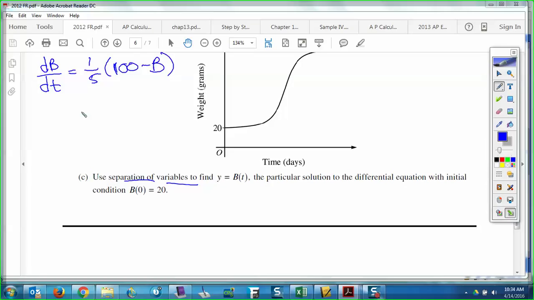We're going to move the dt over, obviously. What's going to stay on the right side? The 1/5. What's going to go over to this side? 1 over 100 minus b, and then dB, right? I mean, this looks very much like the second one we did in class yesterday, right? Now, on the left side, what is that antiderivative? Isn't that an ln? Right?